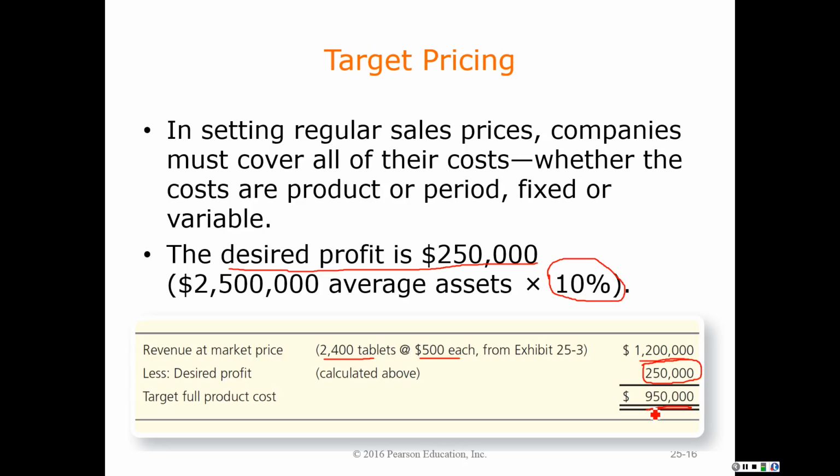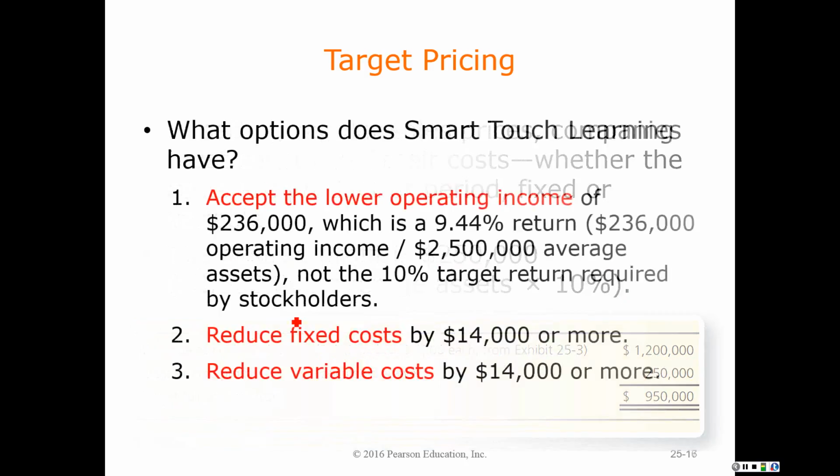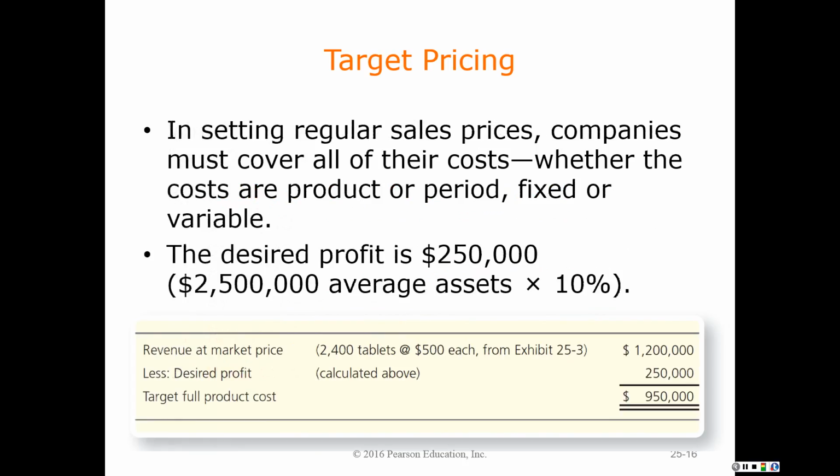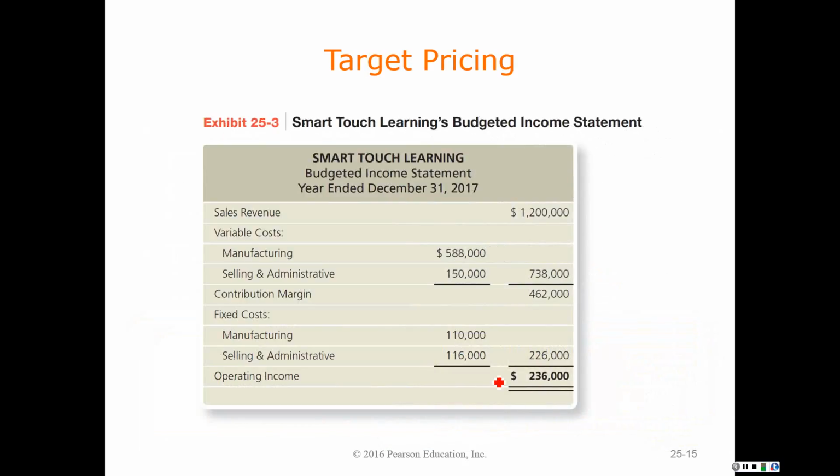So now I have to determine if I can manufacture these 24,000 tablets for less than $250,000. And so what are our options here? Let me go backwards. We need a desired profit of $250,000. Right now, our anticipated budget tells us that we would generate a $236,000 profit based on the estimates that we currently have for the number of tablets we think we can sell, their variable cost, and their fixed cost.